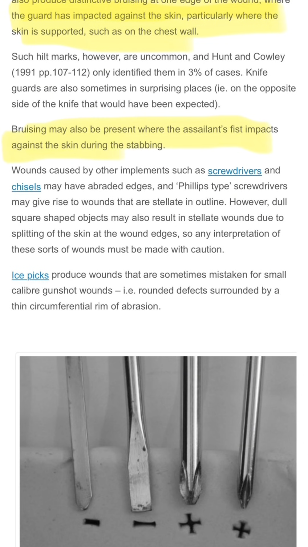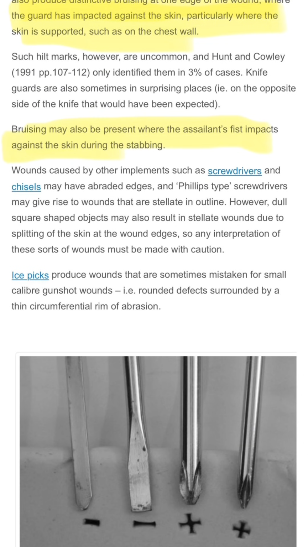It says knife guards are also sometimes in surprising places on the opposite side of a knife than would be expected. And it says bruising may also be present where the assailant's fist impacts against the skin during stabbing. Now, I remember Xana's dad said that he was told that she had a lot of bruising. So she had defensive wounds, but she also had bruises. And I'm wondering if it was from the guard on the K-bar and then also the perpetrator's fist, kind of as he pushed that knife down.